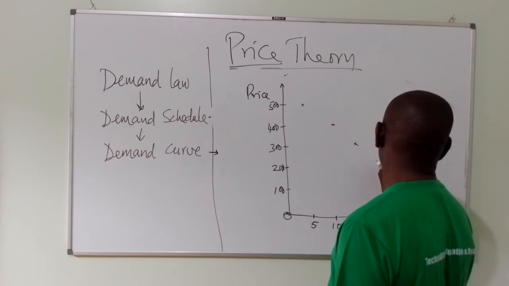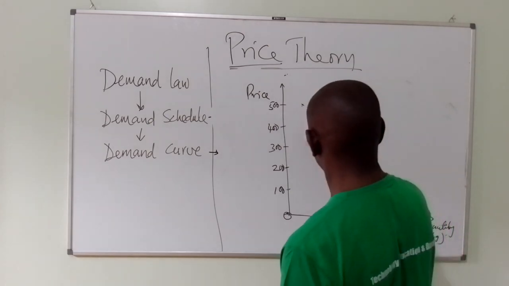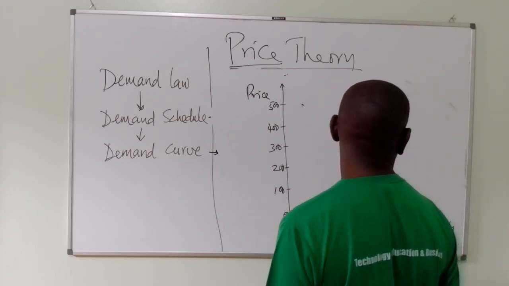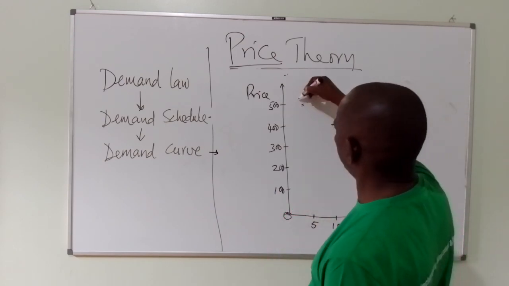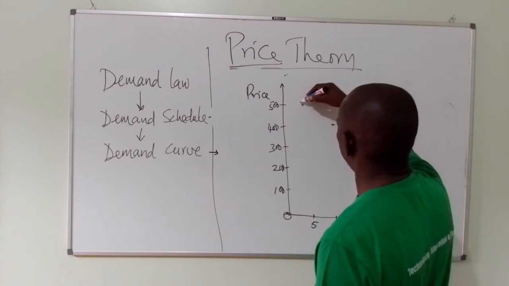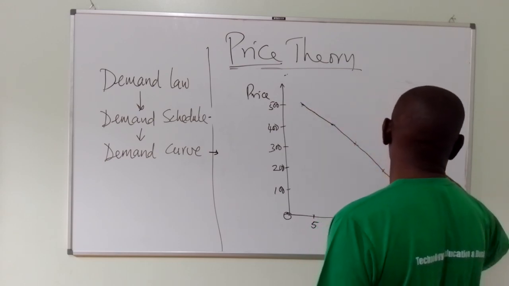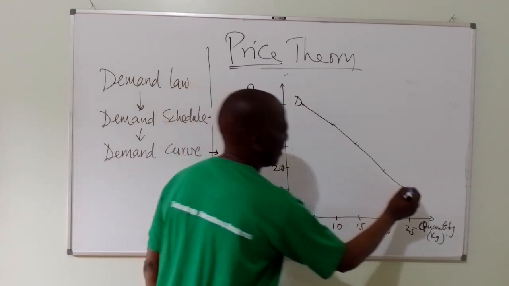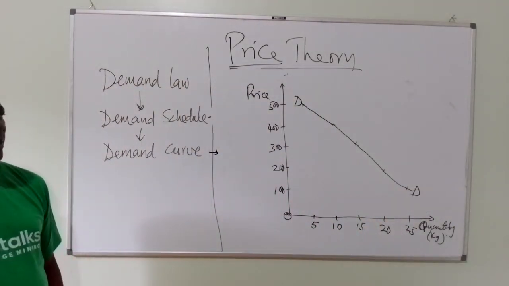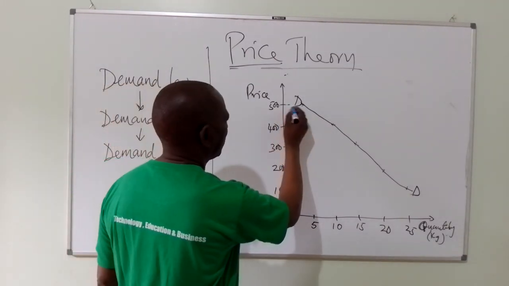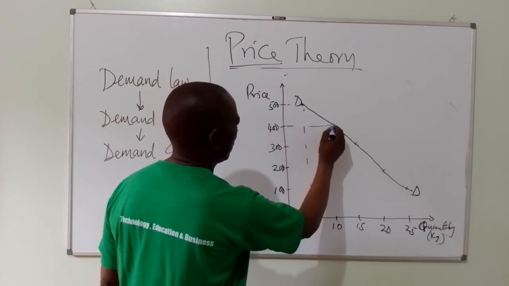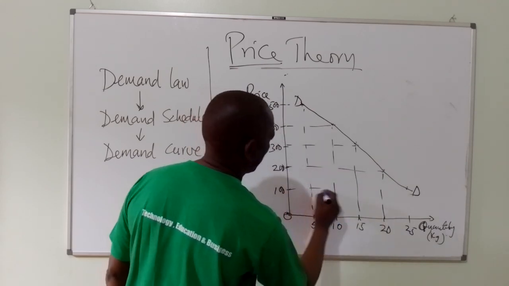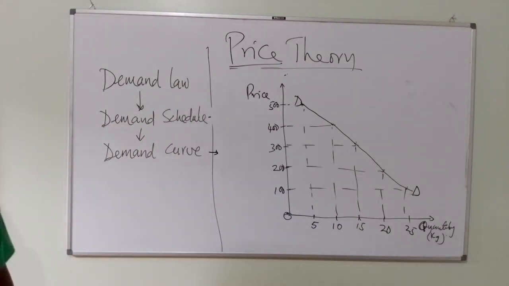So now we plot these points, and then join them into one line, and this is what we are going to see. Now we have drawn the demand curve. So we put D here and D here to indicate that it is a demand curve. That is the demand curve.